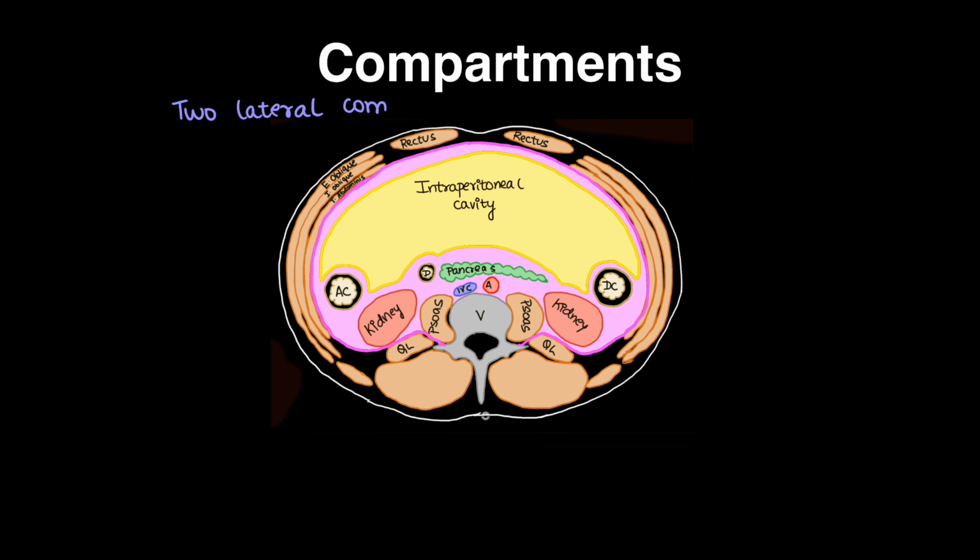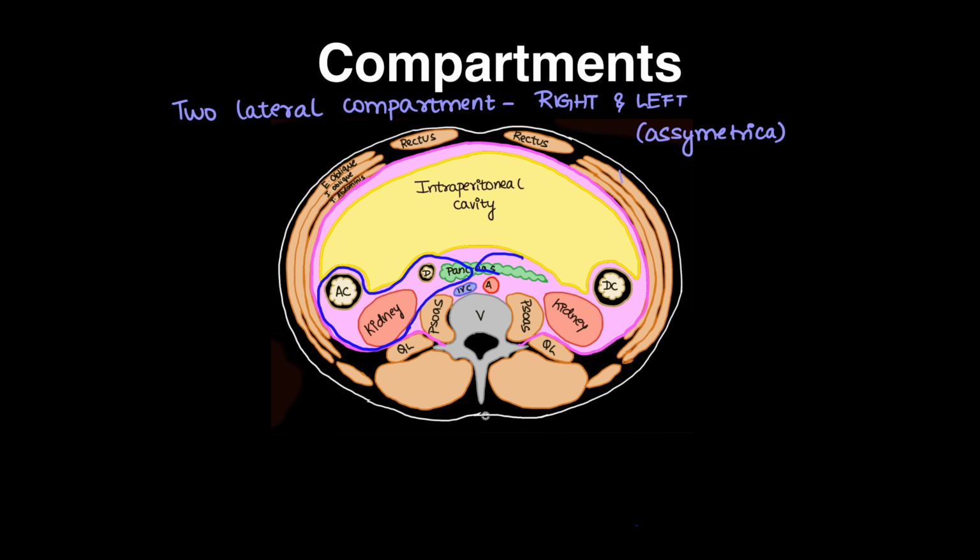Coming to 2 lateral compartments. So 2 lateral compartments are right and left and they are asymmetrical. So here I'm outlining it in blue. This is one lateral compartment. This is the other lateral compartment. So this is nothing but one lateral compartment and this is the other lateral compartment.